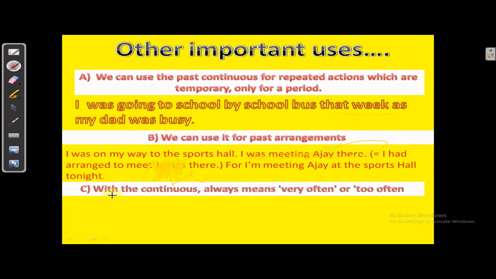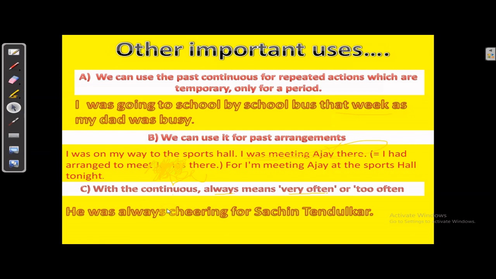Then you're going to have the next one, the third one, the continuous with always meaning very often or too often. Here you need to consider that always is used for repeating something. When somebody repeats something, it is used for that. For such cases you have to use the past continuous. Let's see how it is used. He was always cheering for Sachin Tendulkar. Like he was very often cheering for Sachin Tendulkar.